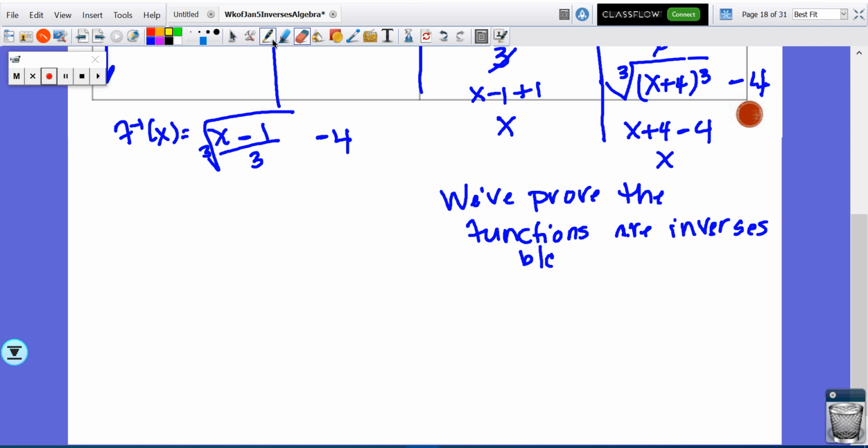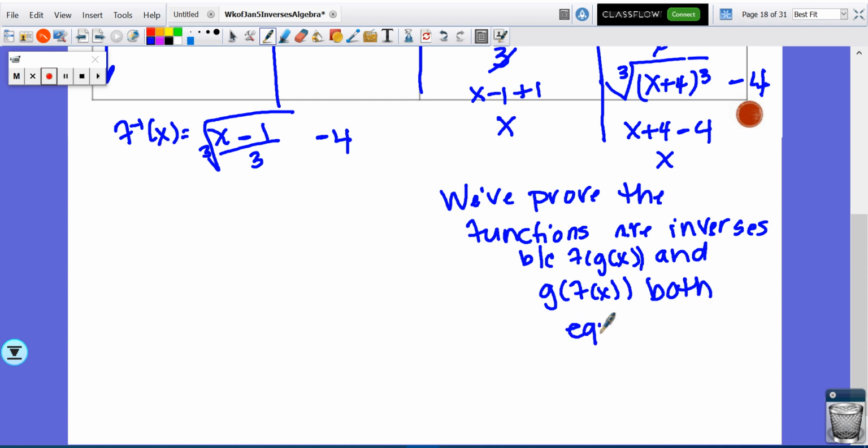Because f of g of x and g of f of x both equal x. Okay? And we're done. All right, so it's your job to try the next 3 problems out and put them in your Book Creator. And I'll see you guys in class.